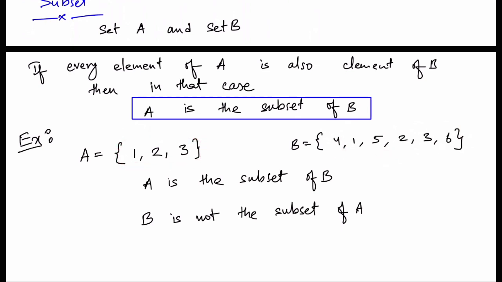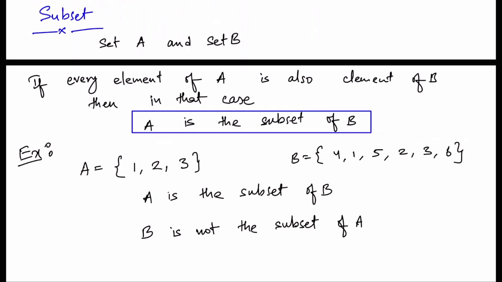If there is a condition where set B has all the elements in set A, then we can say B is the subset of A. But in this case, every element of B is not an element of A. Therefore, B is not the subset of A. This is how we judge which given set is a subset of another set.